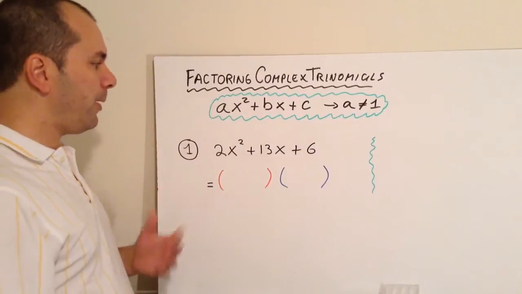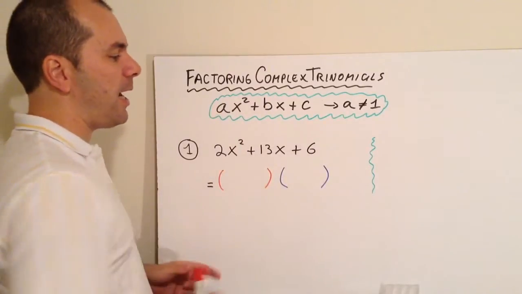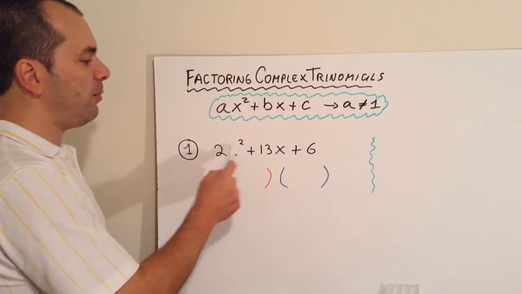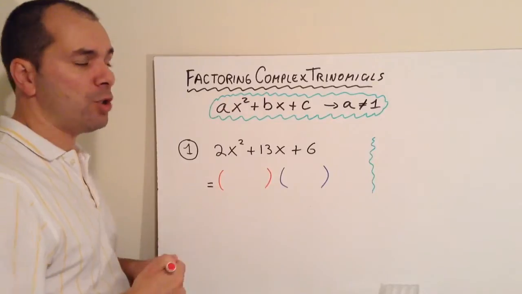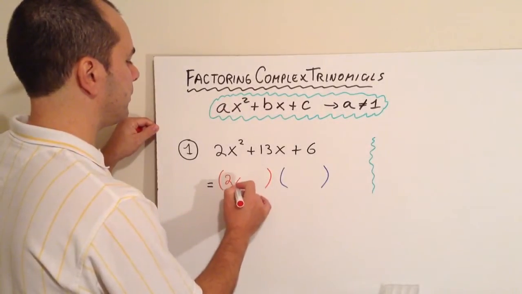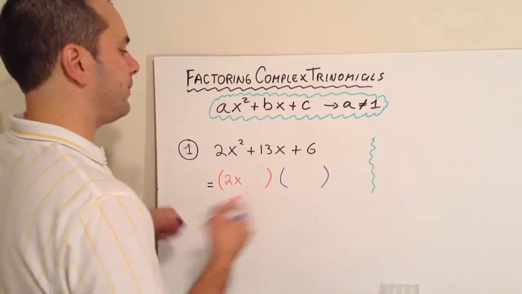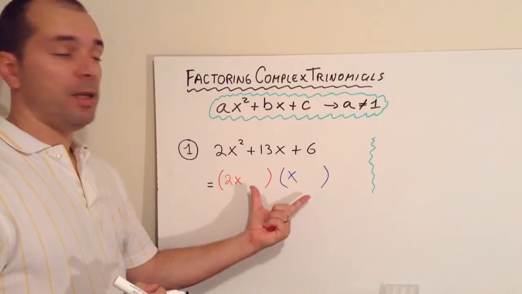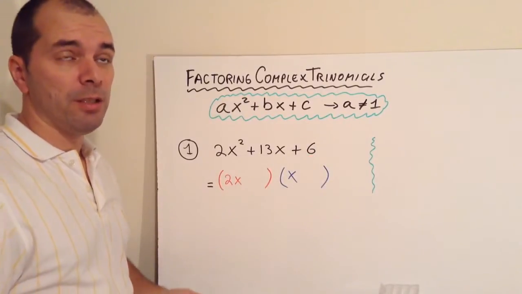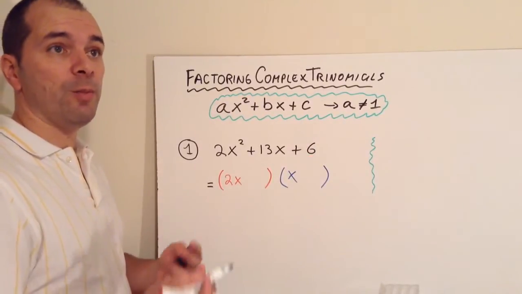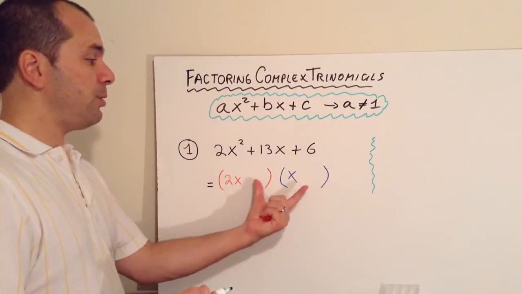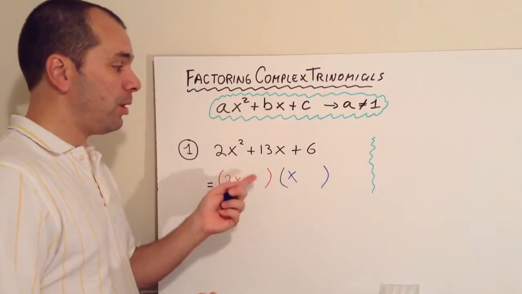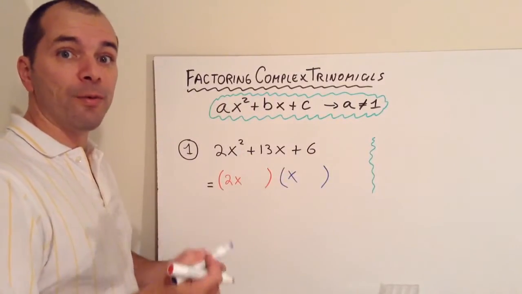Okay, when I have this, I know that when I expand my brackets, I need this and this to give me 2x squared. So really there's only one choice. I can have 2x and I can have x. But when I multiply the last two, I need to get 6. And I have a couple of choices. It could be 6 and 1, or it could be 3 and 2. And actually it could be 3 and 2, or 2 and 3, or it could be 6 and 1, or 1 and 6. So I'm going to need to try those 4 combinations.